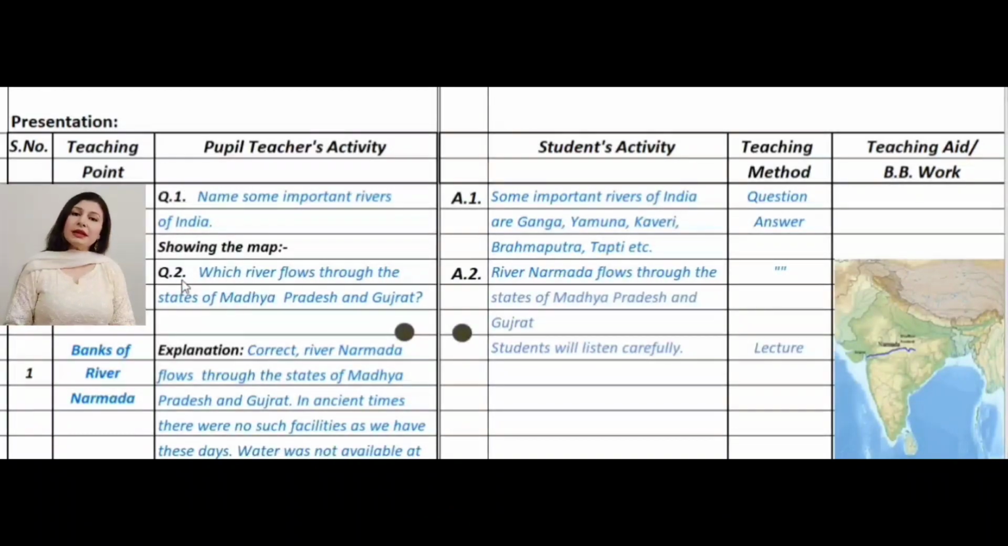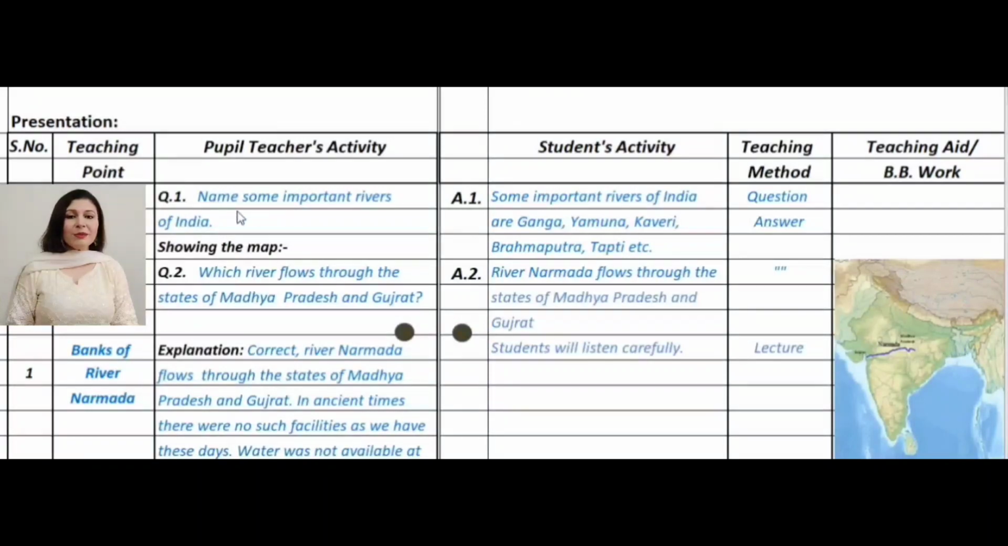These questions should be related to their general knowledge or previous knowledge. After getting the answer from the students, we'll explain that particular point. But here you have to remember this thing, that you will not ask a problematic question. You have to ask both the questions related to the previous knowledge or general knowledge of the students. Or you can show them the timeline or map, after looking at which they will be able to answer the question. Here, first teaching point is banks of river Narmada.